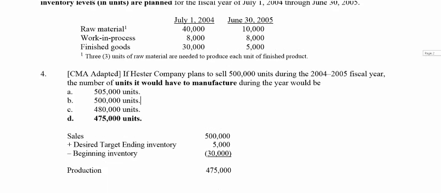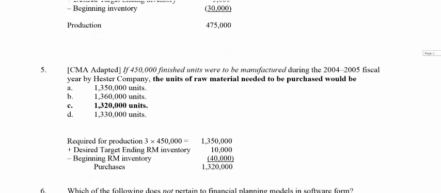Next one is our direct materials that are linked to that.